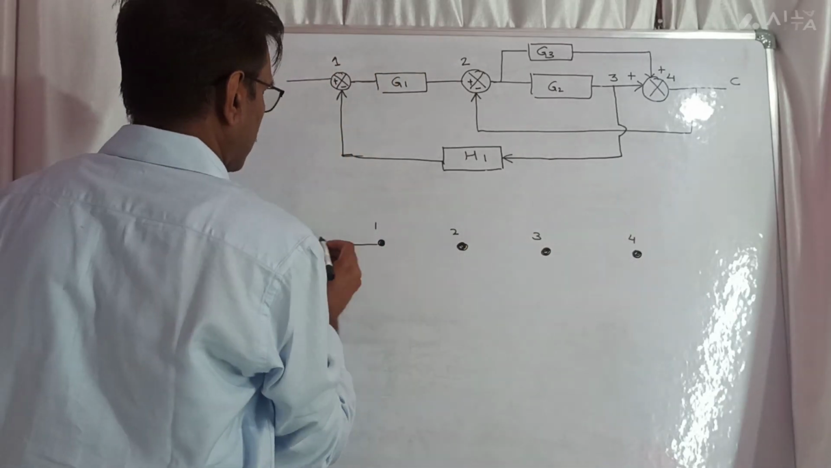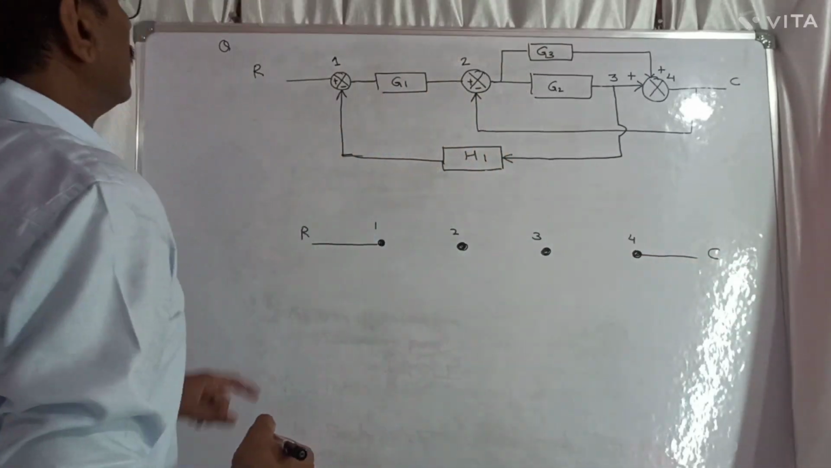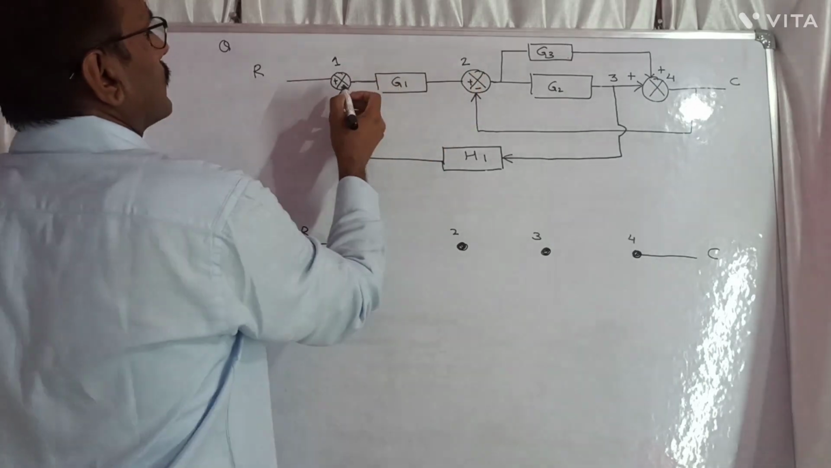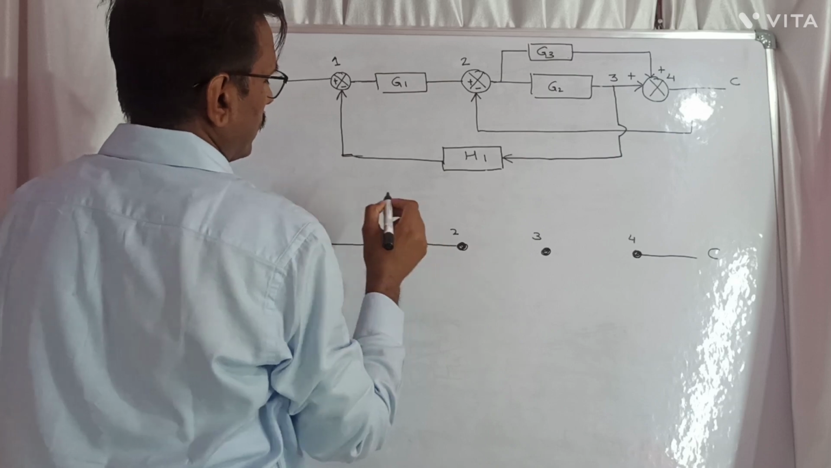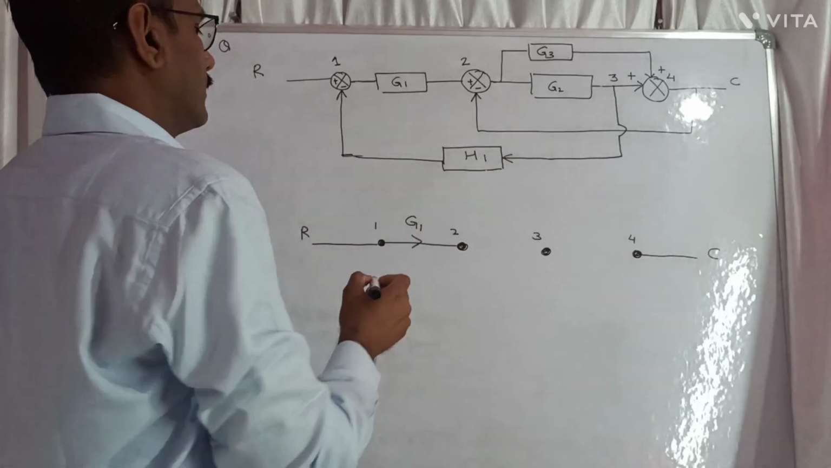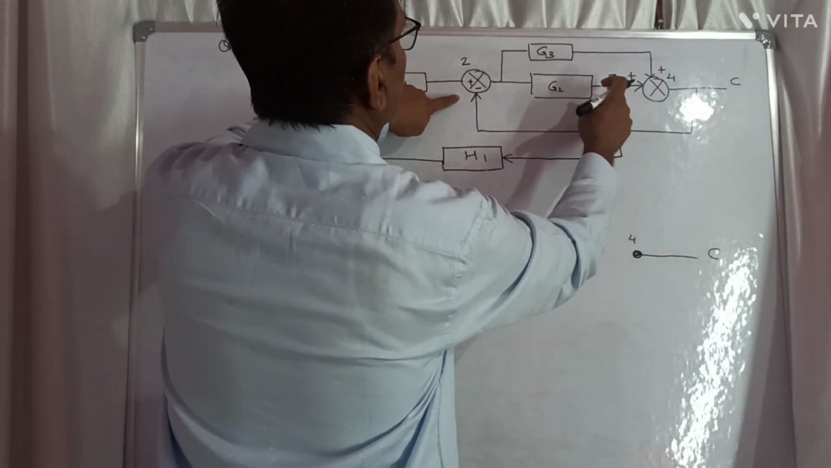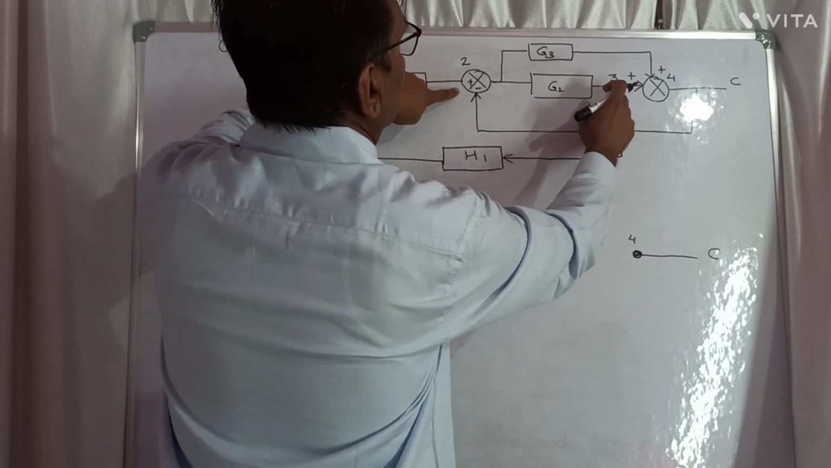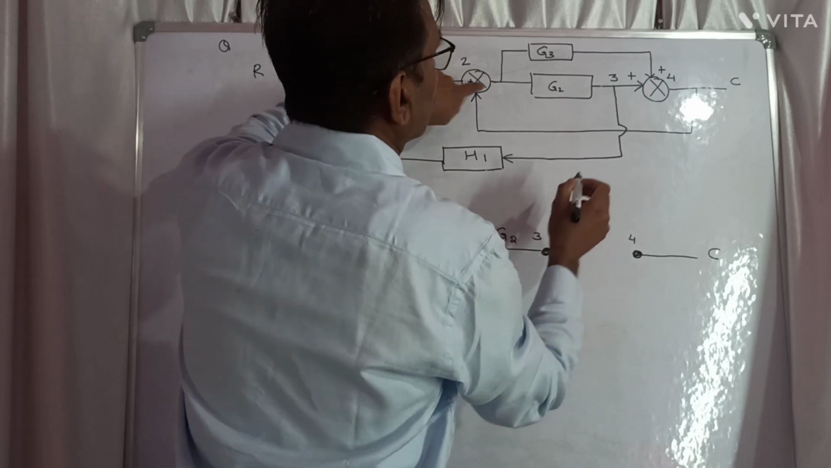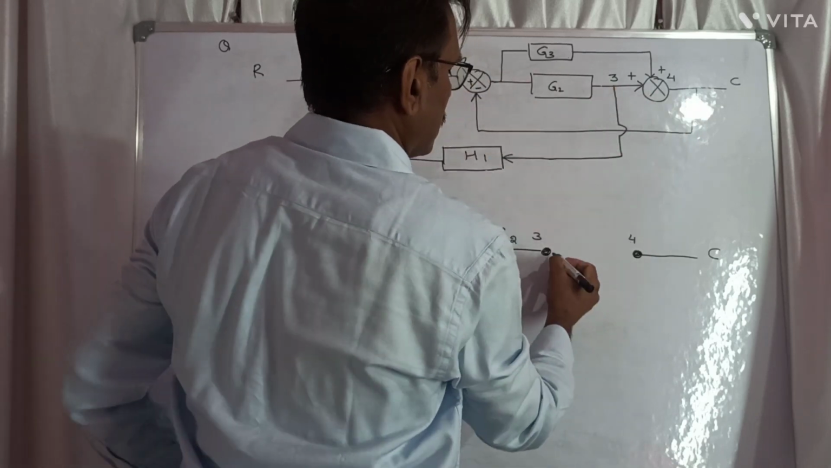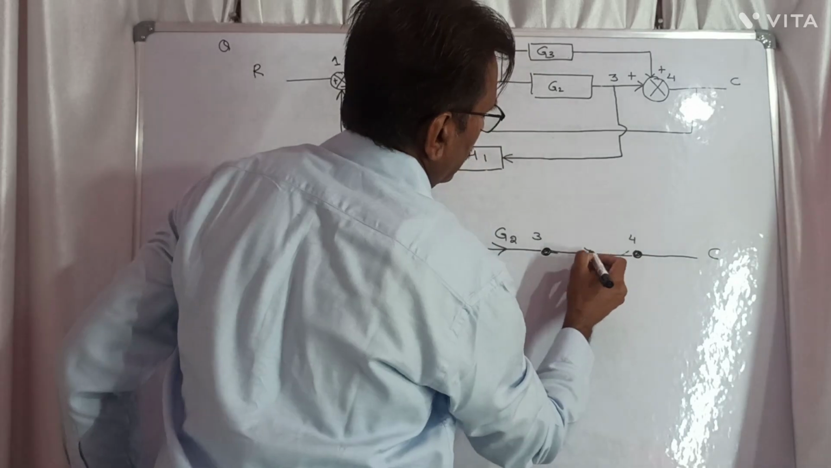Here is the input R. Here is the output C. Final node. Between the node 1 and 2 there is a gain G1. So we will write it by an arrow and mention the gain. Then between 2 and 3 there is a gain G2. Between 3 and 4 there is nothing, so we will write 1 here. We will write 1 here.